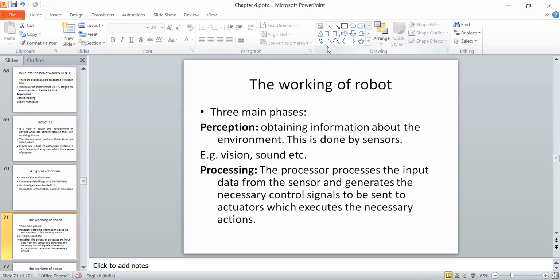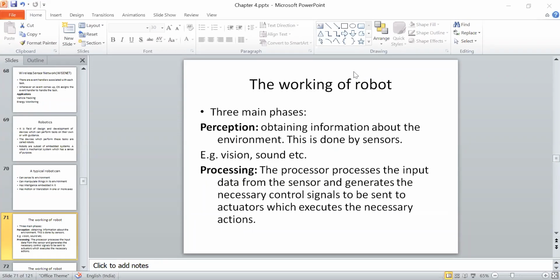If you see a robot, its working is mainly in three phases. The first is perception, the second is processing, and the third is actuation. These three stages are similar to the working stages of an embedded system. How does an embedded system work? It takes input from the environment using sensors, processes that input, and then based on the processed data, it sends a signal to the actuator devices so that they work accordingly. Here also, in the case of a robot, you will find the same phases. In the case of perception, the robot obtains input from the environment using sensors.